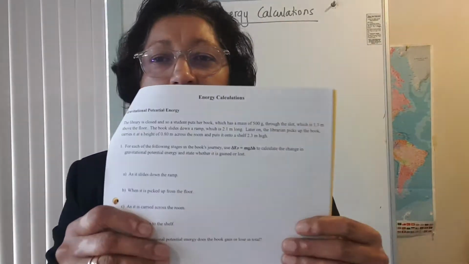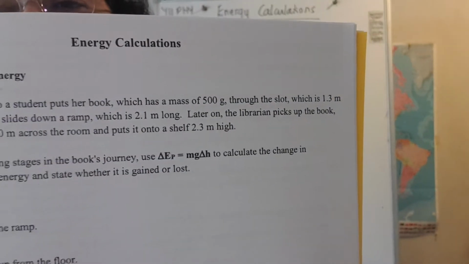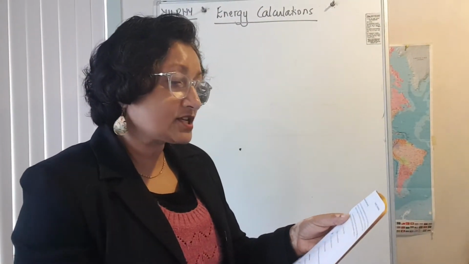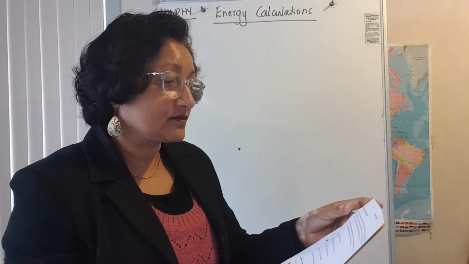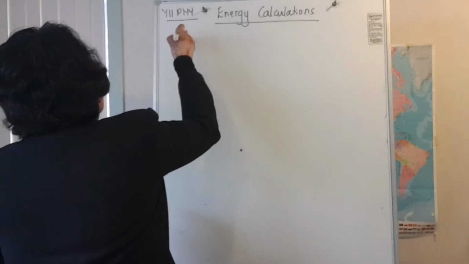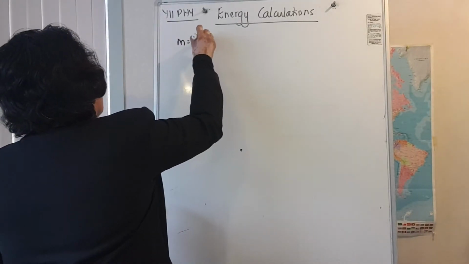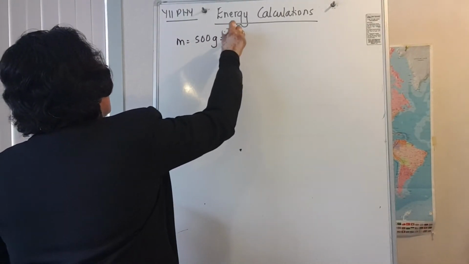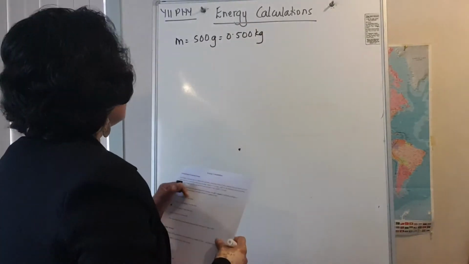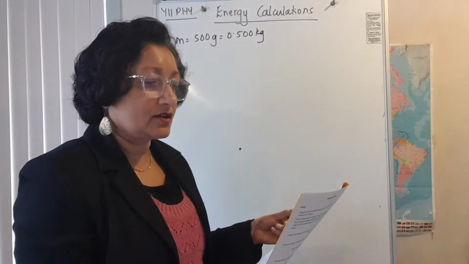So the first page has got some notes over here, and it's the next page which says energy calculations. So I'm just going to go through this. The library is closed, and so a student puts a book which has a mass of 500 grams through a slot. So I'm just going to write mass is 500 grams, which is 0.500 kilograms. So every time mass is given in grams, we need to put it into kilograms.